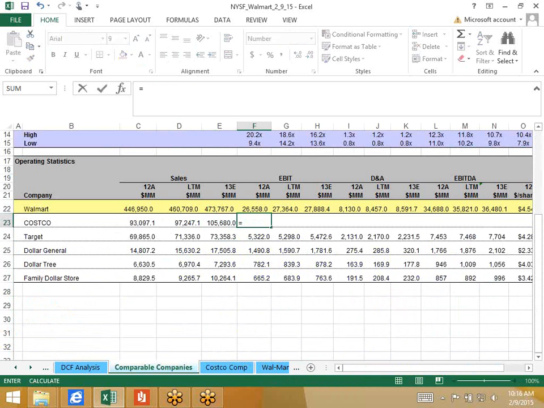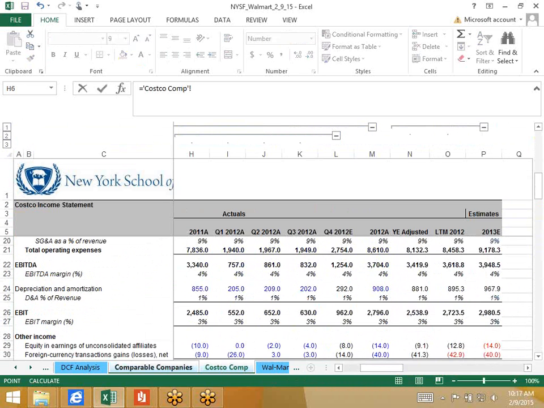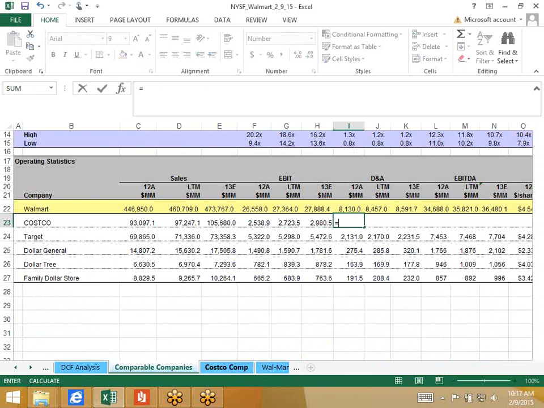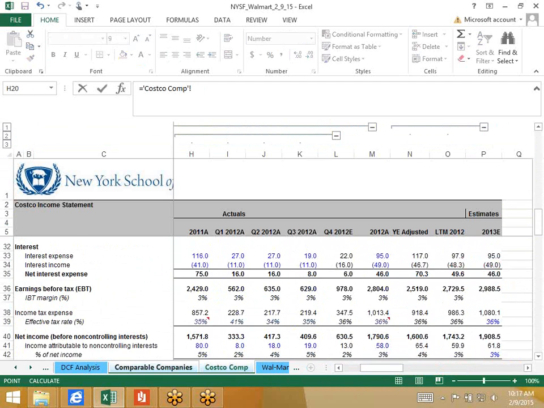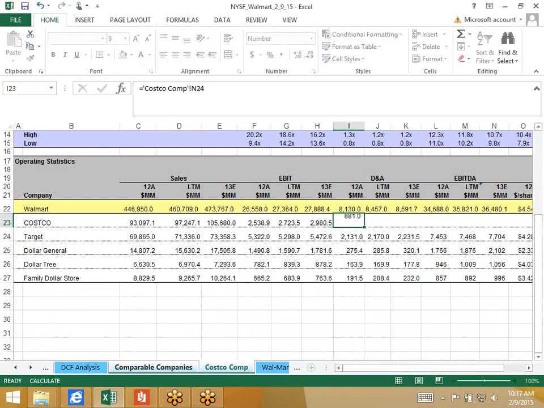EBIT, same thing. Pull in 2012 EBIT, and then copy to the right to capture LTM in 2013. And you can continue, right? D&A, EBITDA, I'm just going to pull everything in as reported. D&A. EBITDA.